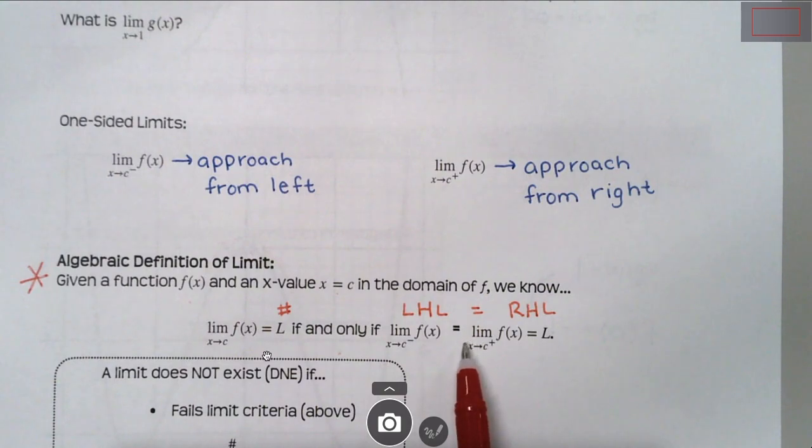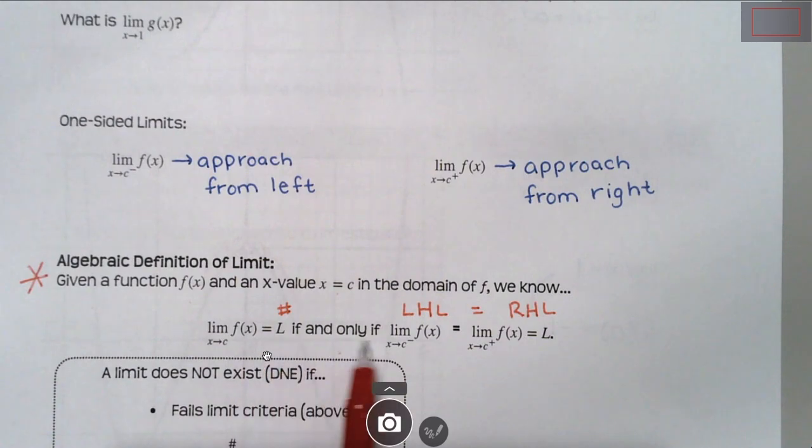If coming in from the left and coming in from the right lands us in the same spot, it's okay if we have a hole in the graph like that last example we did, when we actually get there, as long as both sides are heading to the same place. Okay? So that's when a limit exists.